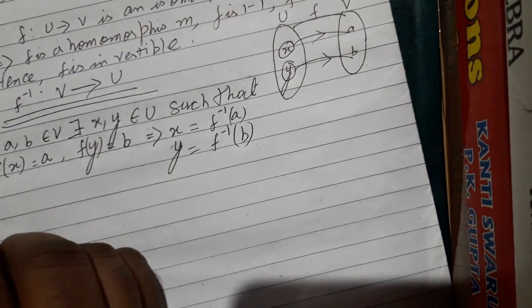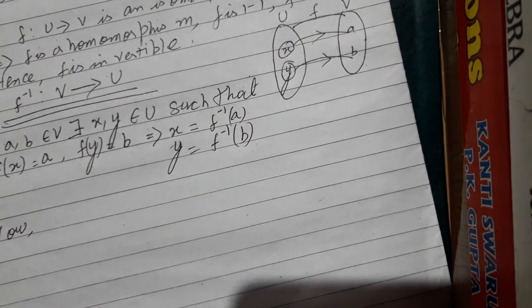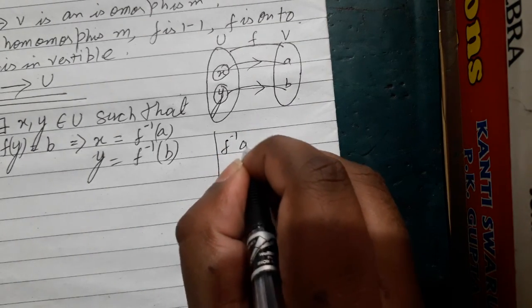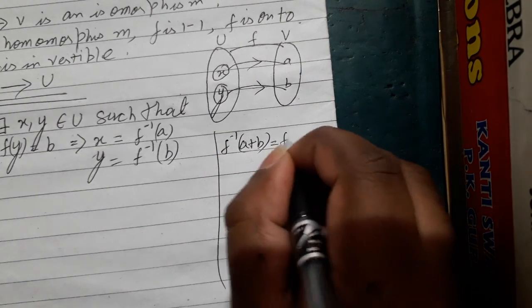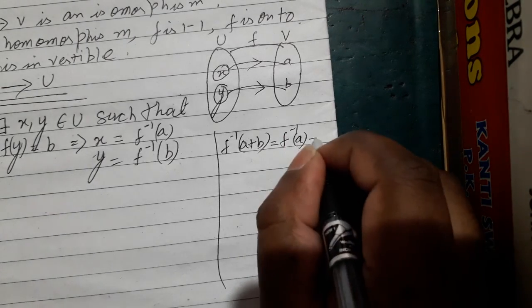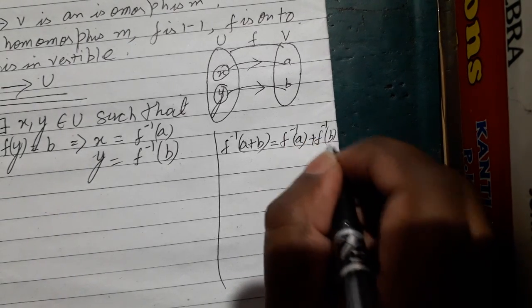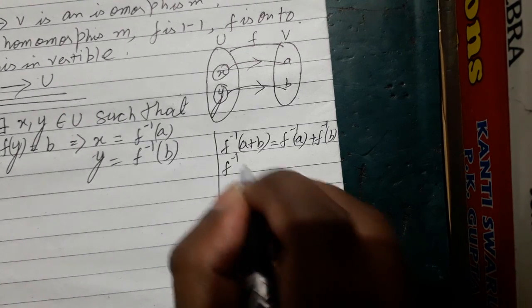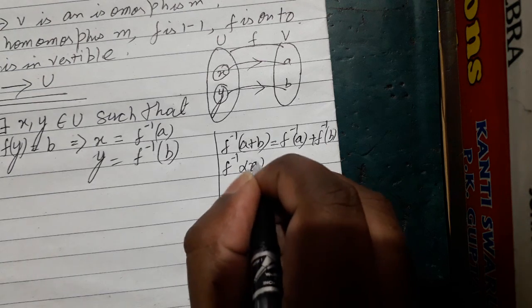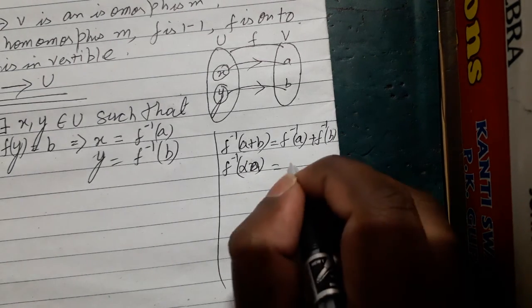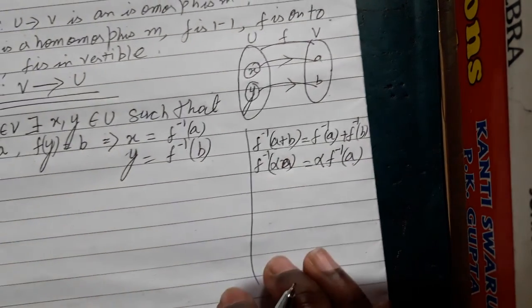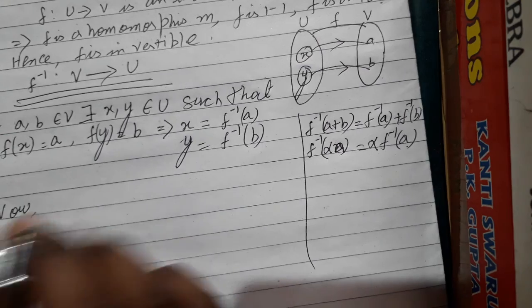Now I have to show it is a vector space homomorphism. It means I have to show f inverse of a plus b is equal to f inverse of a plus f inverse of b. In the same way, I also have to show that f inverse of alpha a is equal to alpha times f inverse of a. So we have to show these two conditions.